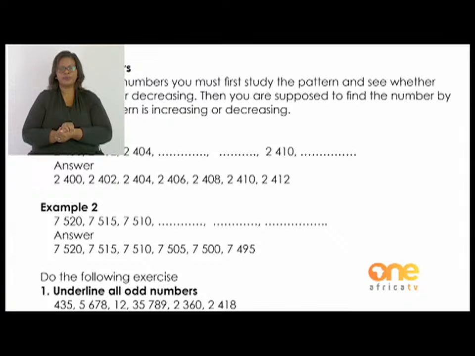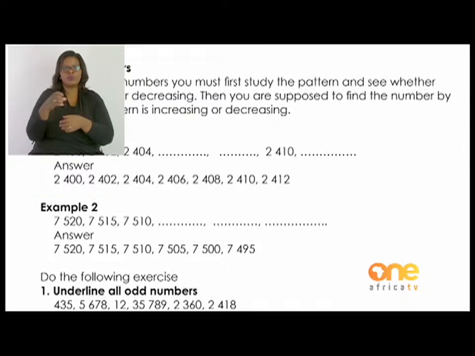On page 14, we are going to put missing numbers. So the skills which we're using on number patterns are the ones which you are going to apply now. To find the missing number, you are supposed to start the pattern first and see whether it is increasing or decreasing. Then we are supposed to find the number by which it is increasing or decreasing. Let us go to example 1.